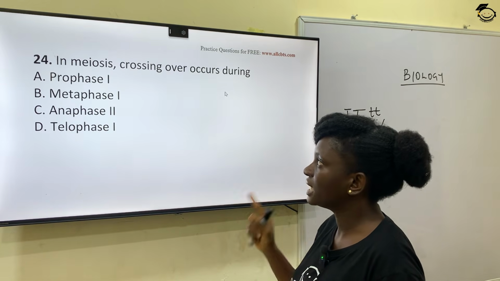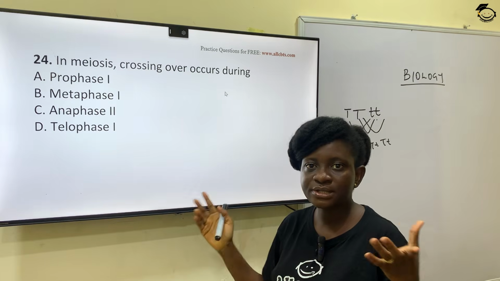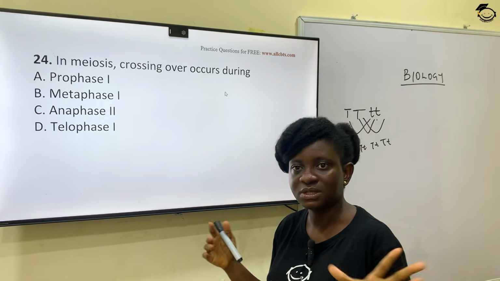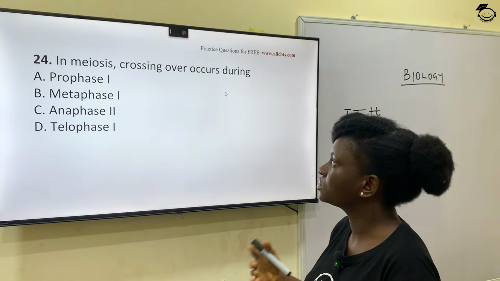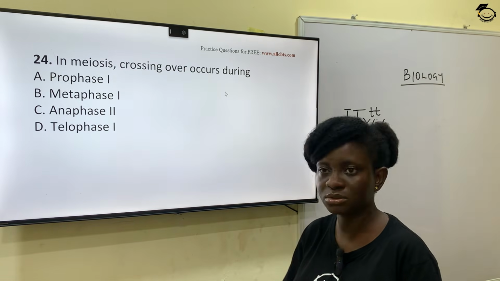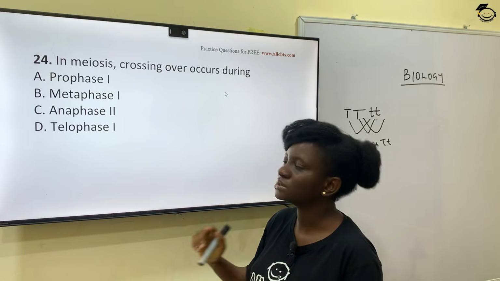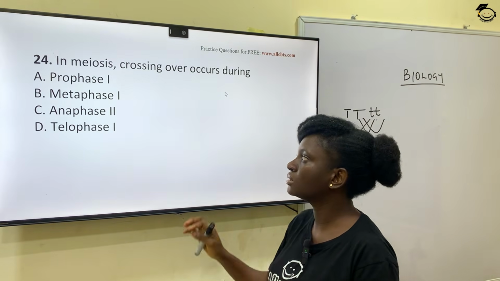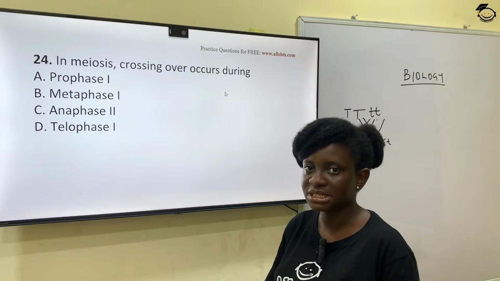Question 24. In males, crossing over occurs during, so the crossing over occurs at the initial stage when there's genetic exchange. And that is A, prophase 1, B, metaphase 1, C, anaphase 2, D, telophase 1. So that genetic exchange process occurs in prophase 1. Option A is the correct answer.